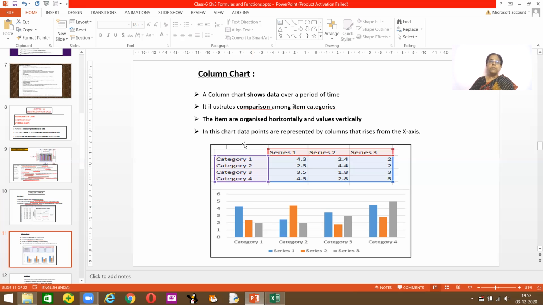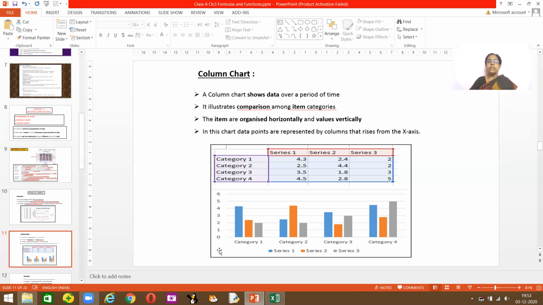So here the items are organized horizontally. You can see they are organized horizontally, and here you can see the items, and vertically you find all the values, that is 6, 5, 4, 3. See, these are the values, how this value is for series 1, series 2. The data, the categories 1, 2, 3 are organized horizontally, and the values vertically.